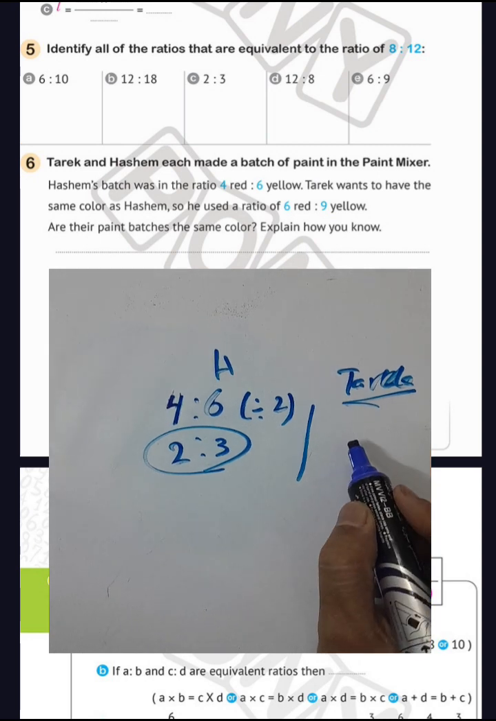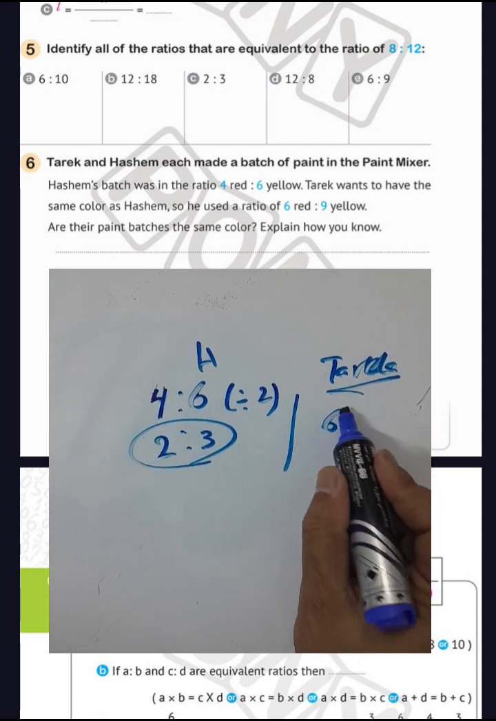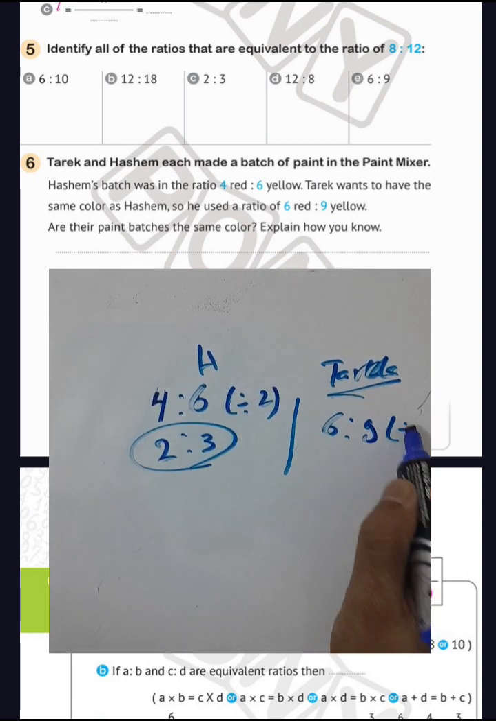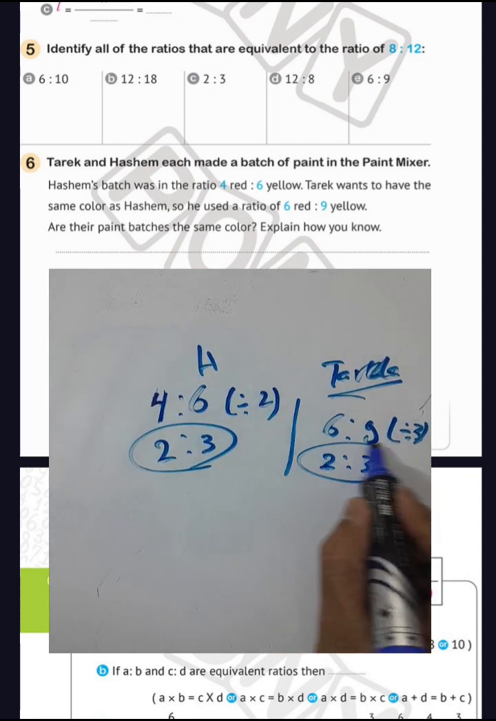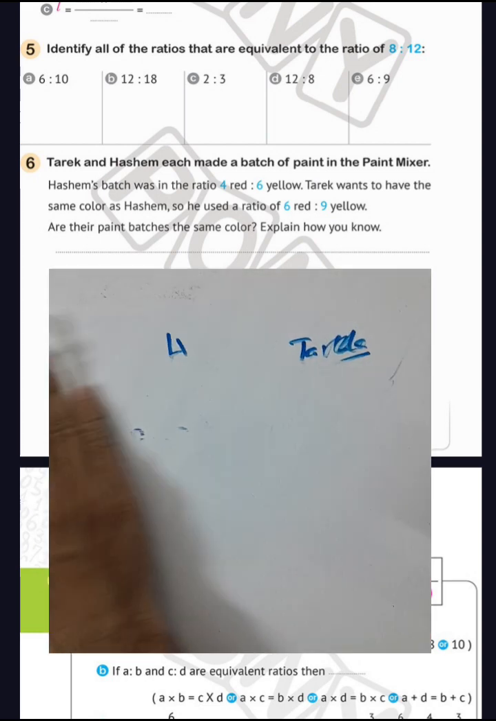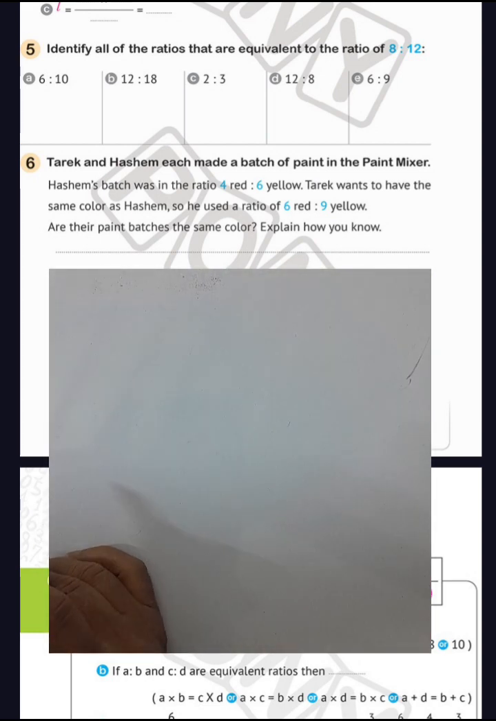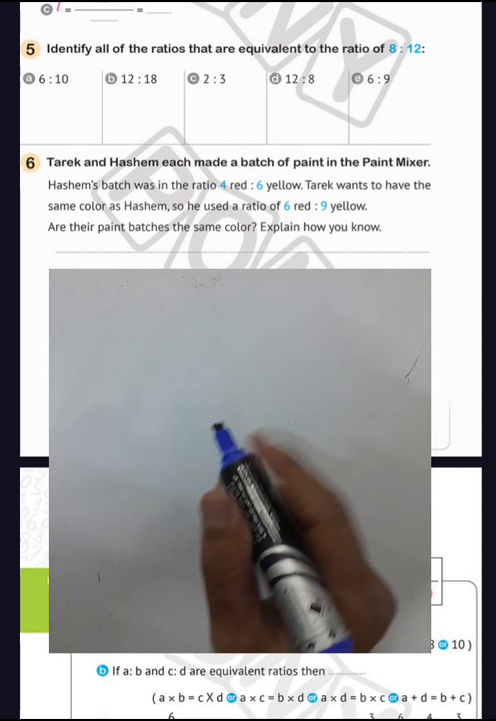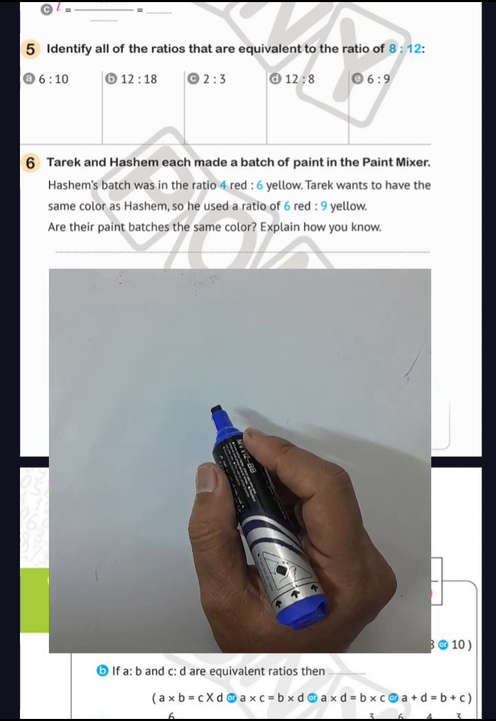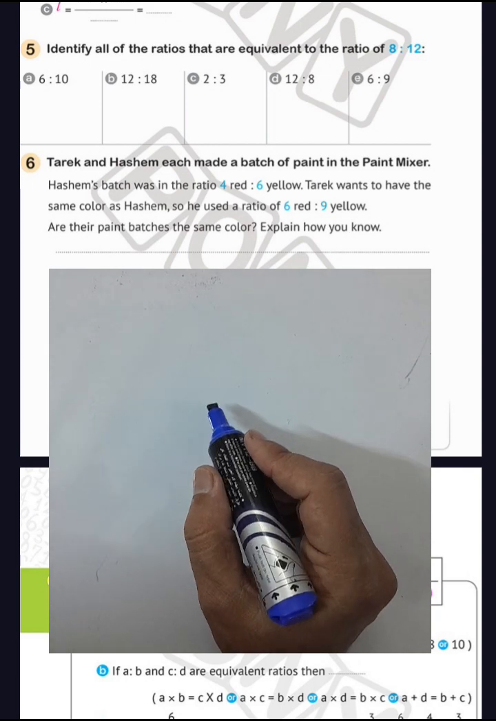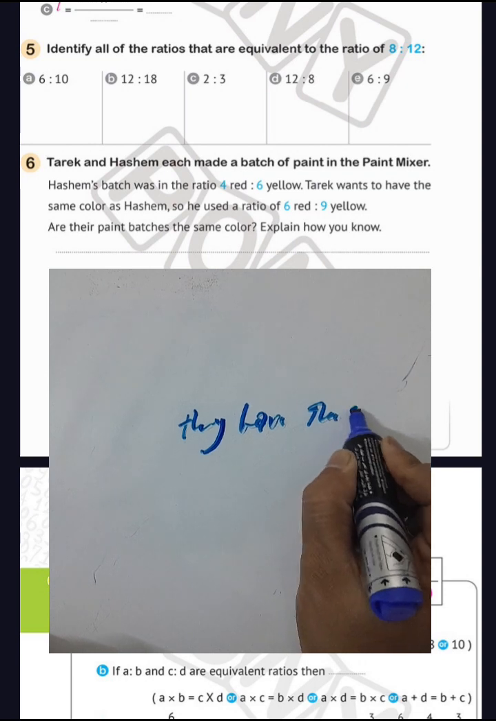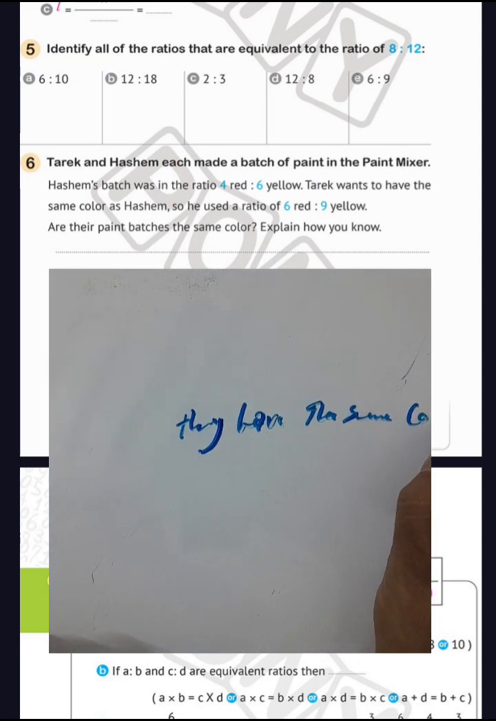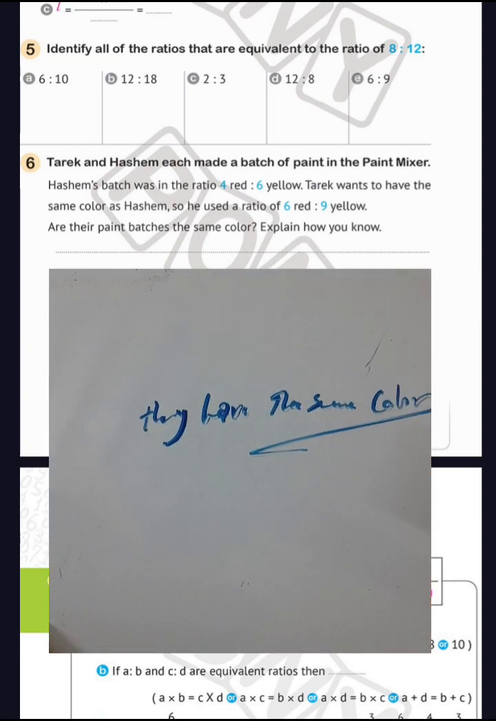Tariq, we can find the ratio between 6 red and 9 yellow by dividing by 3. 6 divided by 3 equals 2, and 9 divided by 3 equals 3. Then the result here will be 2 to 3. Then we have here equivalent. Okay, equivalent, yes. The same batch is the same color. Then we can write they have the same color.